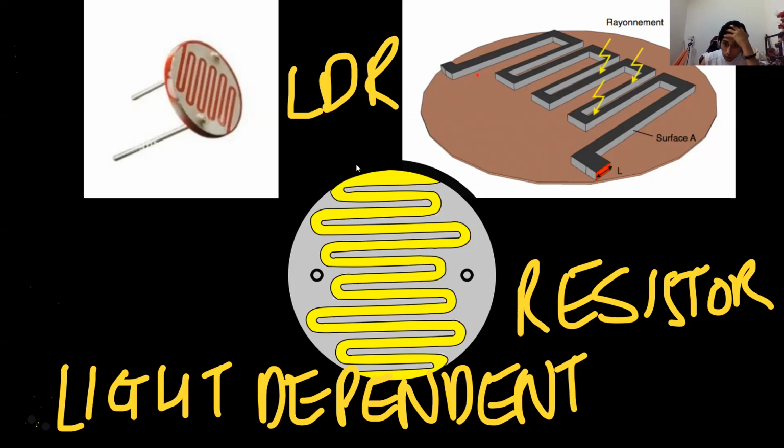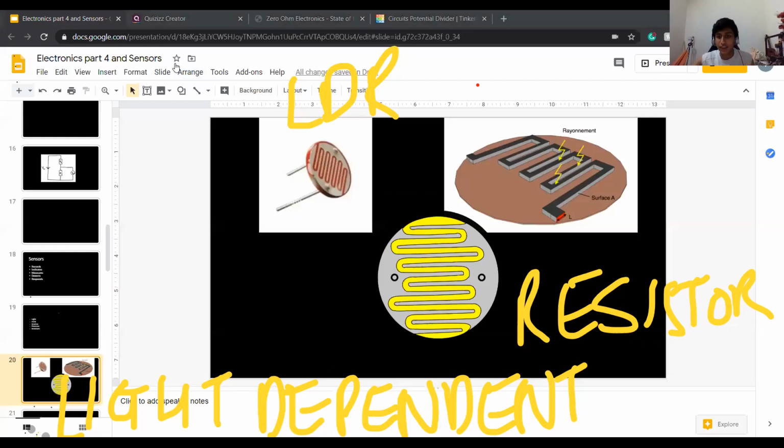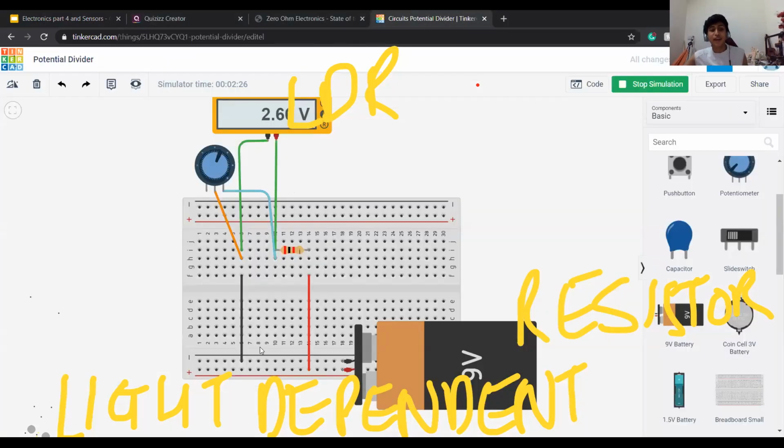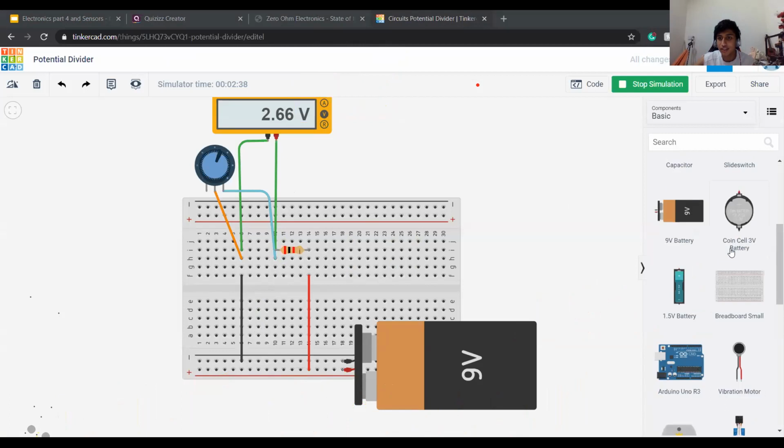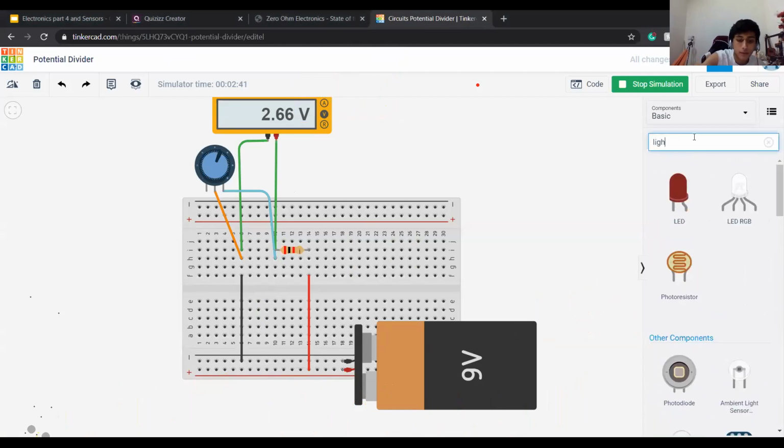Great. So now we are going to use an LDR in a voltage dividing circuit, and as the light changes, the value of resistance is going to change, and we are going to come to know electronically as the amount of light is changing. I'm going to replace one of the resistors that we have here with a light dependent resistor.